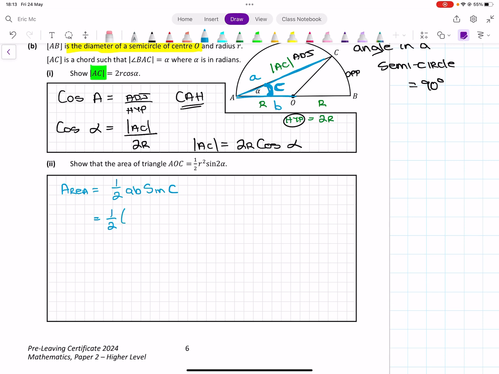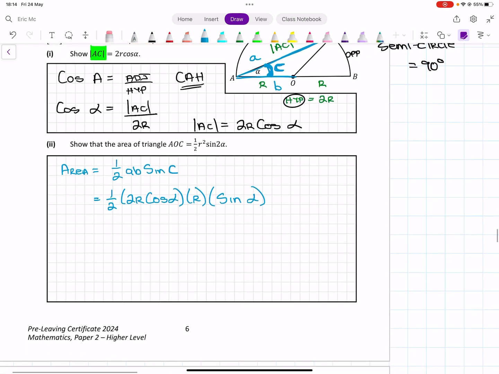Okay, I suppose I'll put it in. So a is 2r cos alpha, b is just r, and the sine of C is the sine of alpha. Do I keep the 2 maybe? Because there's a half here, so I feel like I might need to keep the half. I have the r times r, which is r squared, and that leaves me with 2 cos alpha sine alpha.